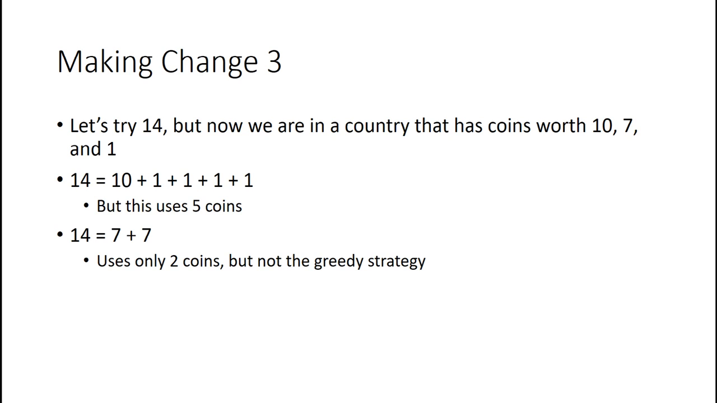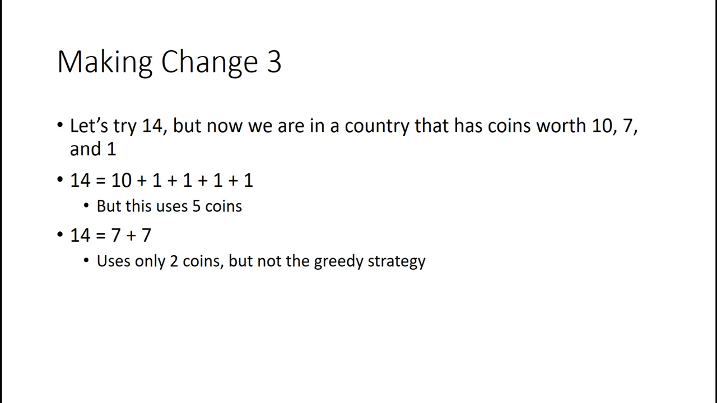Or we could take our 14 and we could skip the fact that we have a 10 piece, even though that does fit into the 14. At this point, we've diverted from our greedy approach, and instead we use a 7, which then sets us up to use one more 7. This works, and it uses only 2 coins, but it's not a greedy strategy.